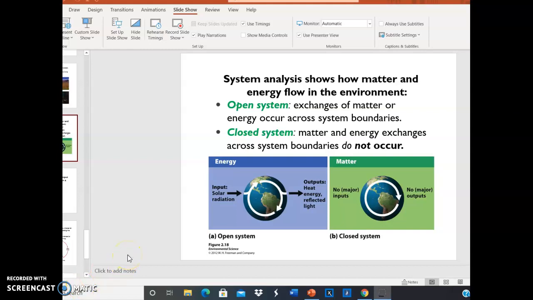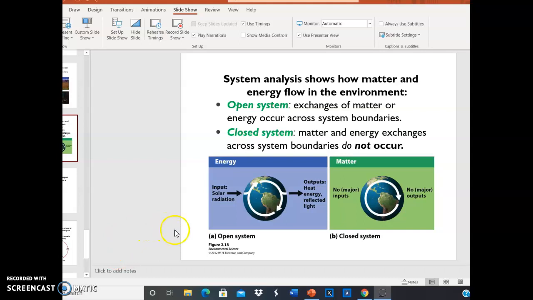So on this last screencast for Chapter 2, we're going to look at systems and how matter and energy move through systems and how that affects life on Earth and environmental systems in particular. So there are two types of systems, open and closed. In an open system, matter or energy moves across system boundaries. In a closed system, matter and energy exchanges don't cross boundaries, they stay within the particular system.